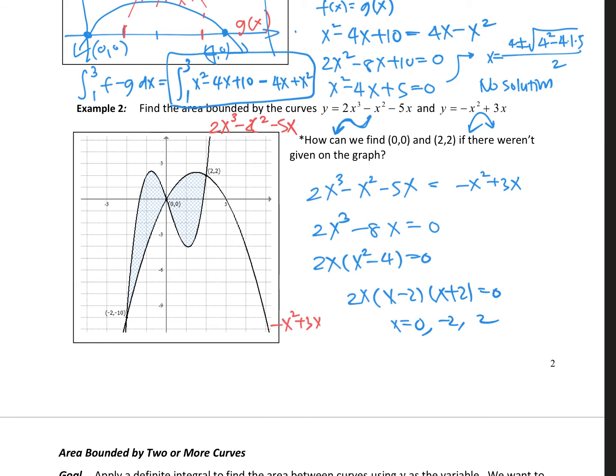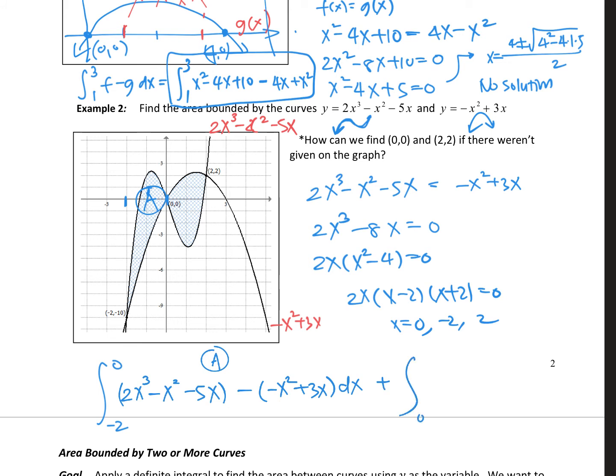So the setup of the integral is going to be like this. Negative 2 to 0. What function is higher? The cubic function is higher, so I'm going to put the cubic function first: 2x cubed minus x squared minus 5x, minus the lower function, the square function, negative x squared plus 3x, dx. That's the first part, which I'm going to call part A. And then plus, from 0 to 2, the other way around: negative x squared plus 3x minus 2x cubed minus x squared minus 5x, dx.